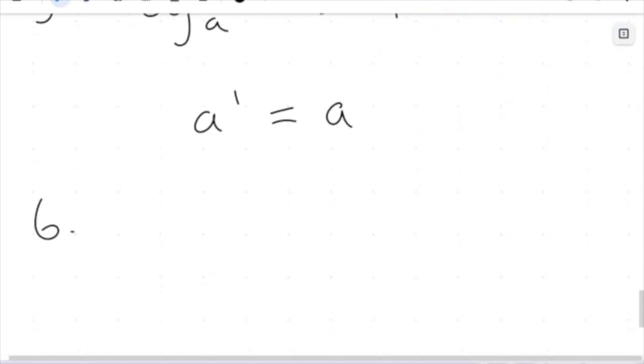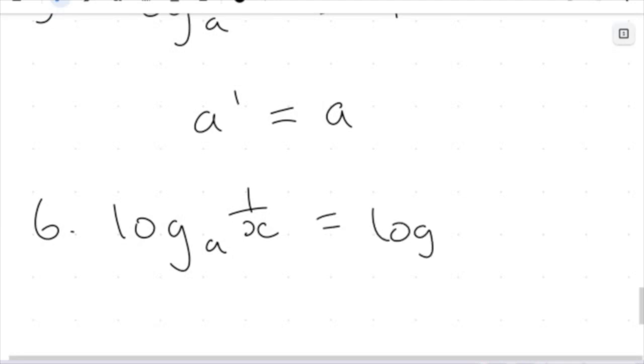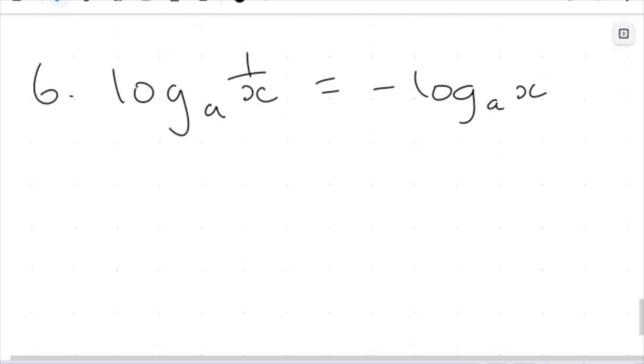Now, our final log law is that when we have log to the base a of 1 over x equals, there's a couple of steps to this, but this is going to equal negative log. Actually, let's just write it like this: negative log to the base a of x. This is our final log law.